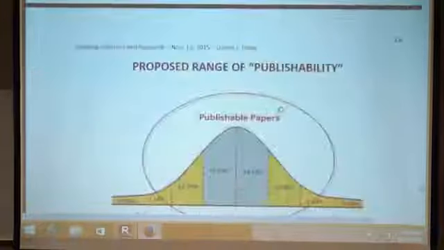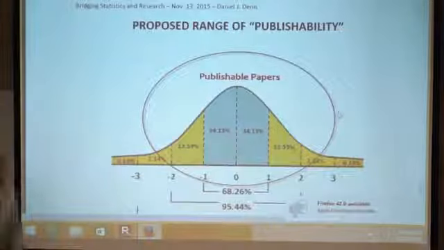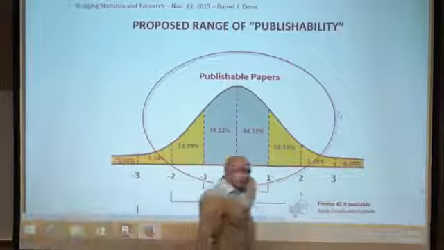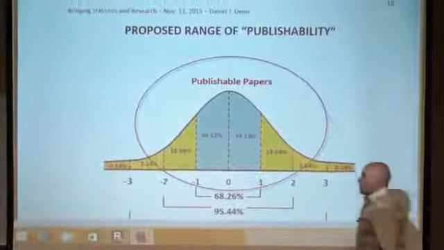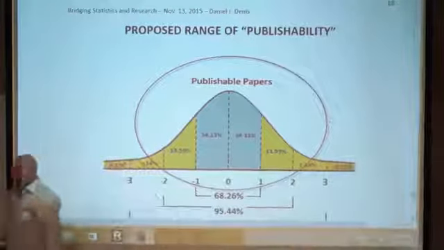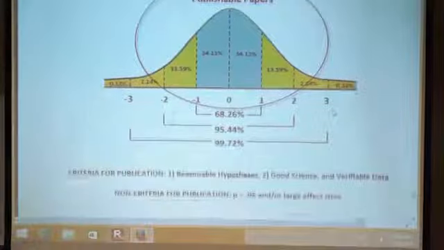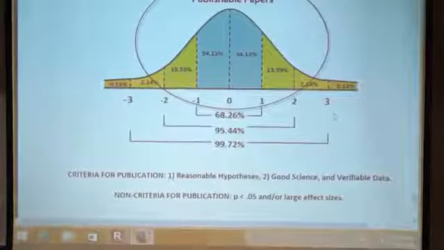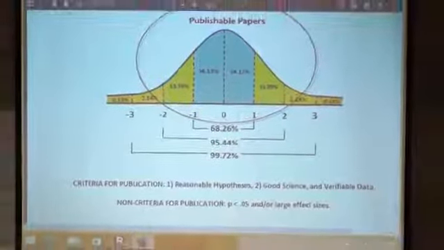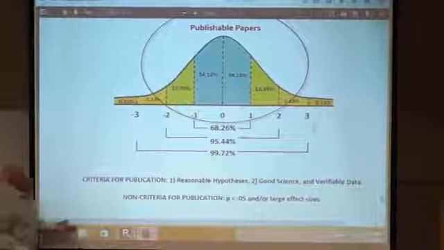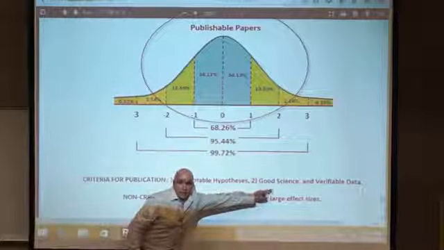This is something I've been really bothered by because we do publish only positive results a lot of the time. I mean, sometimes there's some negatives in there. But what I think the criteria for publication should be is whether the study was well performed. So the two criteria: reasonable hypotheses. If the hypotheses don't make any sense, then it's not publishable. And the second thing, has there been good science and verifiable data?